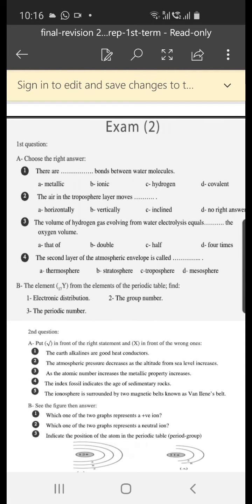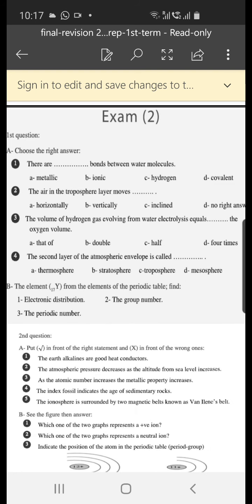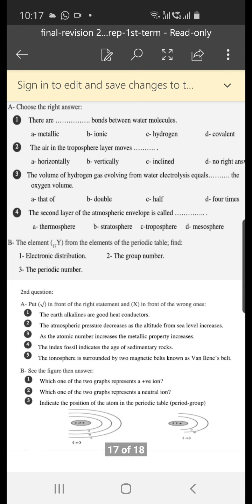Question number 1, choose the correct answer. There are space bonds between water molecules: metallic, ionic, hydrogen, covalent. The answer is hydrogen. Hydrogen bonds between water molecules, but remember, between water atoms, there is a covalent bond. Number 2, the air in the troposphere layer moves horizontally, vertically, inclined. No right answer. The answer is vertically. In the troposphere, vertically, but horizontally in the stratosphere.